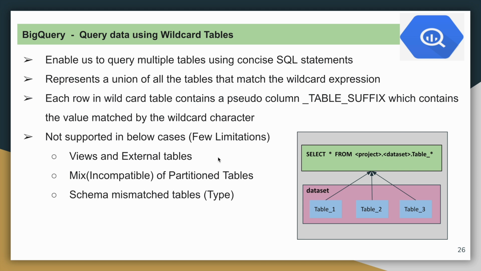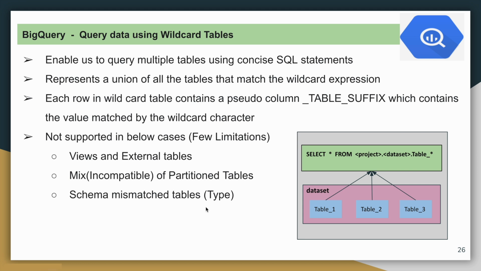And there are some limitations also. You cannot use this feature for views and external tables, and also if the tables are partitioned with incompatible partitions, it is a mix of partitions. Let us say one table is partitioned based on timestamp, another table is partitioned on a different parameter like integer. In such cases you cannot use this feature, it is an incompatible partition, right. It is not a uniform partition, right. And also if the schema is mismatched.